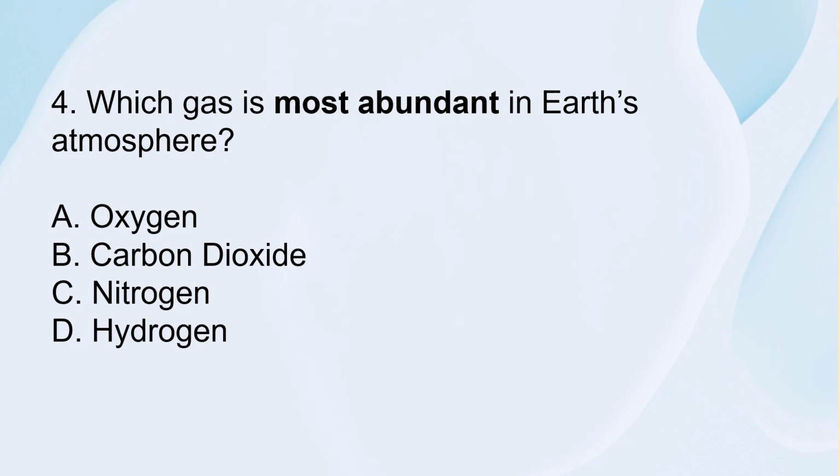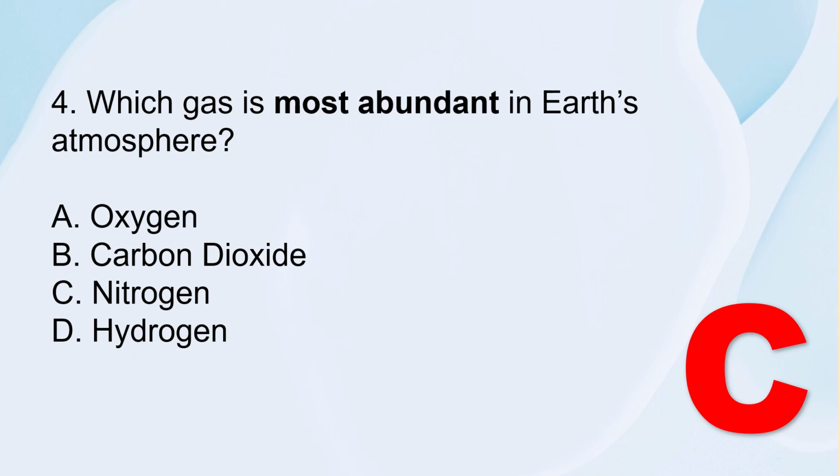Number four, which gas is most abundant in Earth's atmosphere? Letter A, oxygen. Letter B, carbon dioxide. Letter C, nitrogen. Or letter D, hydrogen. So the correct answer is letter C, nitrogen.